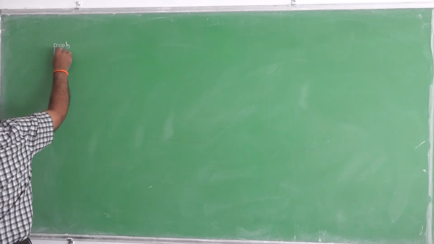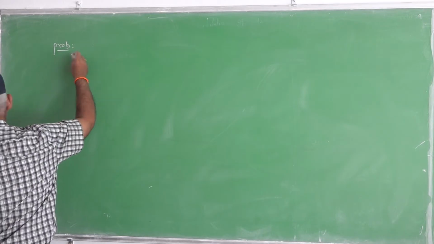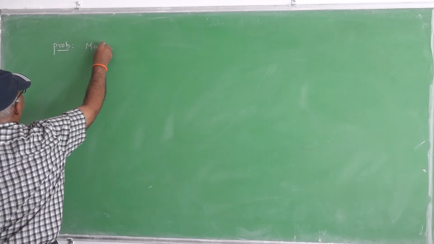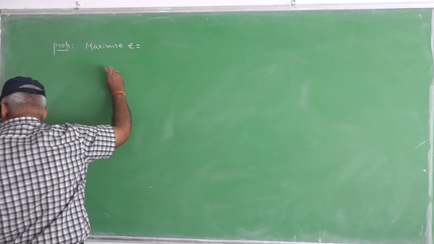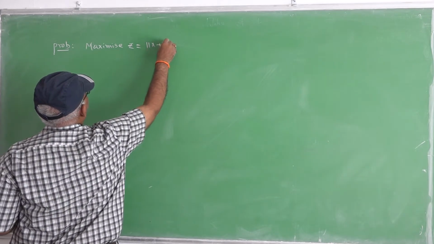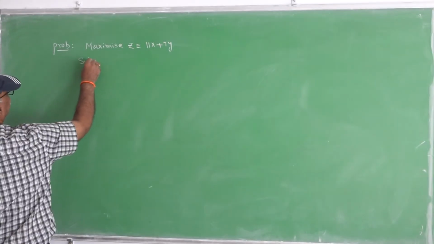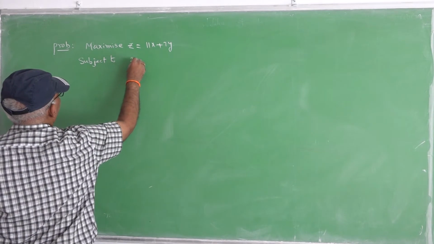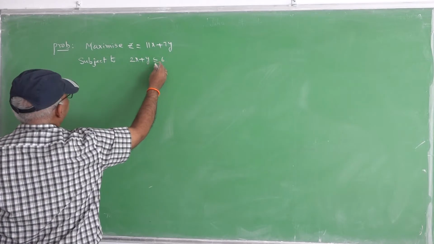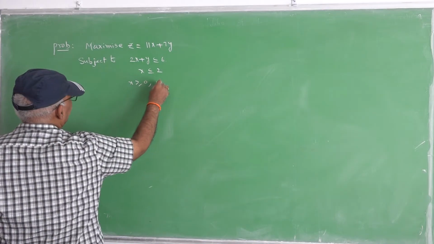Next, another problem here. Maximize the objective function z equal to 11x plus 7y subject to the constraints 2x plus y less than or equal to 6, x less than or equal to 2, x greater than or equal to 0, y greater than or equal to 0.